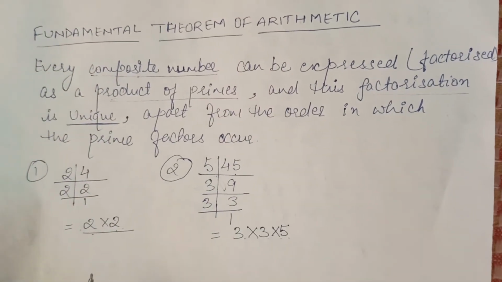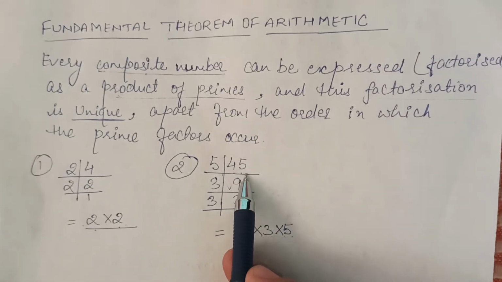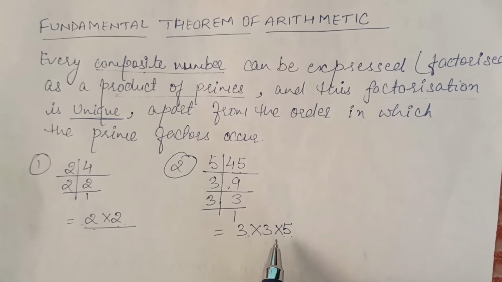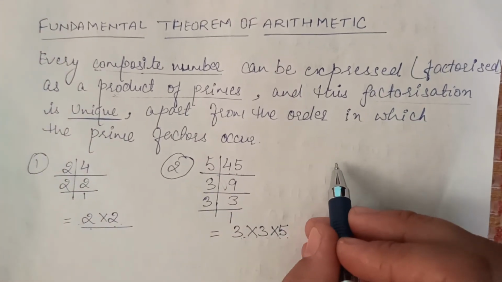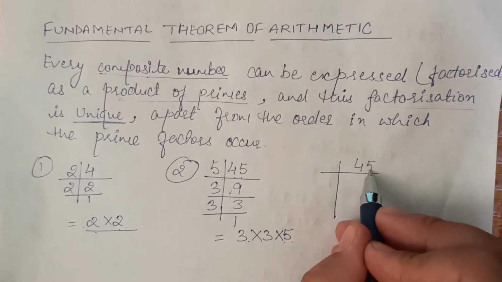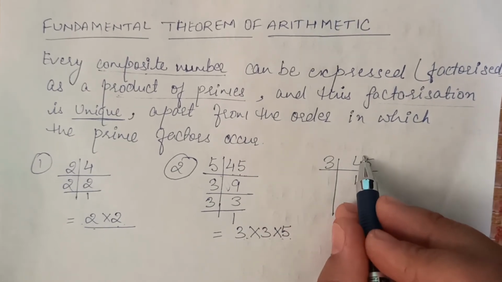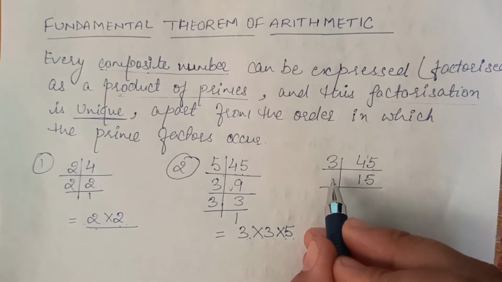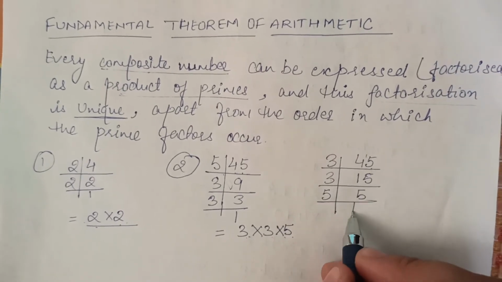This factorization will be unique. If you factorize 45, you will get factors 3, 3 and 5 only. You will not get some other factors. Let us try to factorize 45 in another way. This is 45. Let us start with 3 first of all. So 3 ones are 3, carry 5, 3 5s are 15. Again 3 5s are 15 and 5 ones are 5.